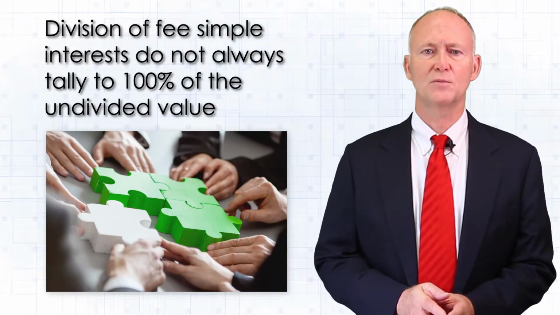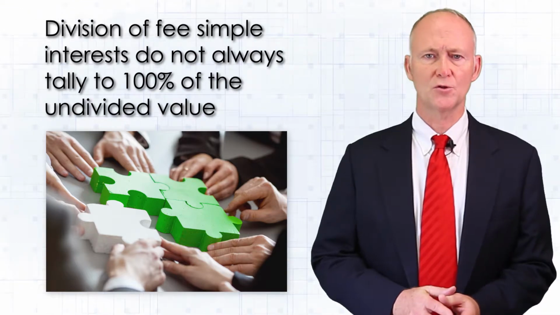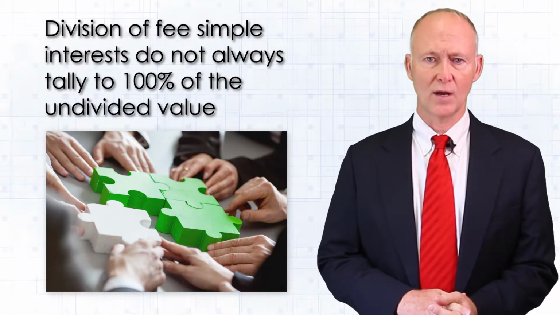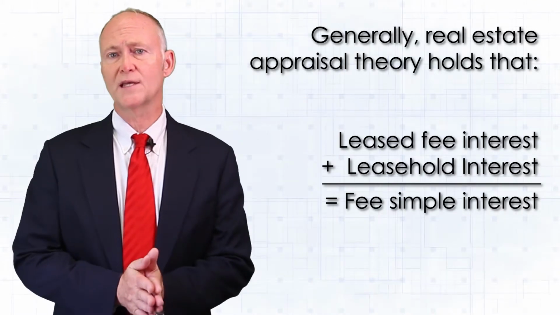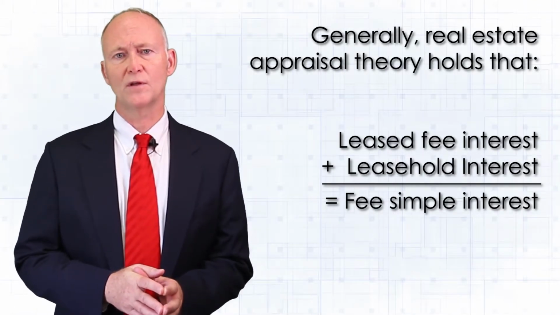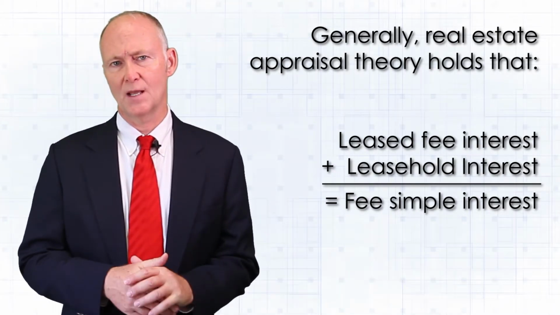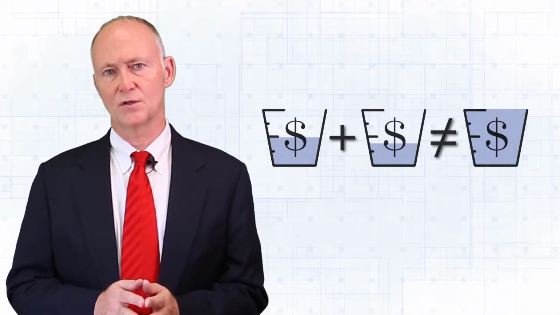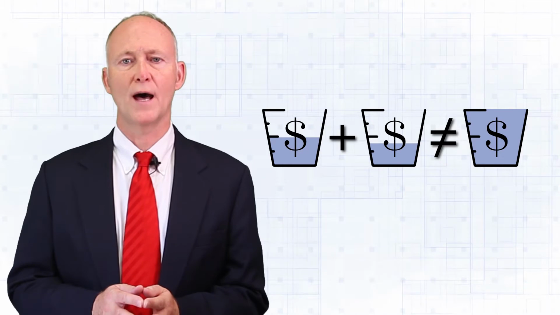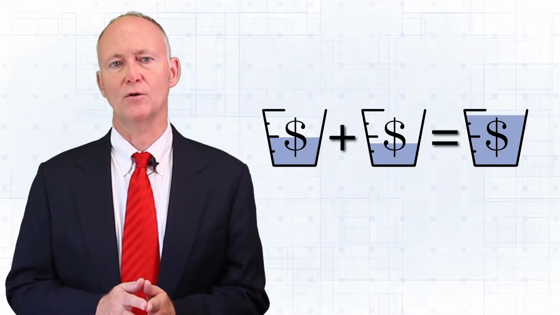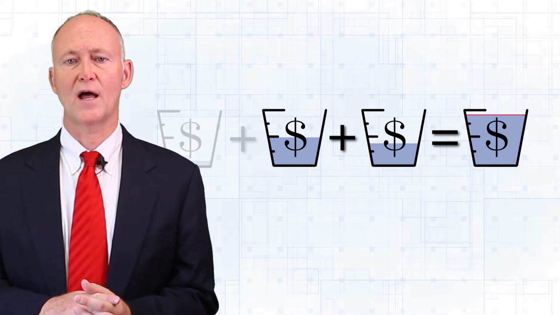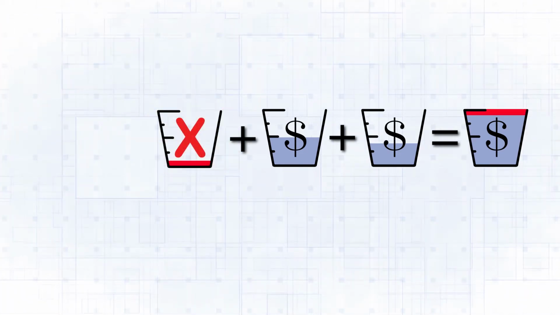Sometimes dividing a fee simple estate or a full business interest results in pieces that do not tally to the value as if there were no division. Generally, real estate appraisal theory holds that the value of the leased fee interest plus the value of the leasehold interest equals the value of the fee simple interest. In various circumstances, such as a lease that prohibits the highest and best use of the property, this equation will not be valid. Now the sum of the values of the two buckets of rights for the leased fee and the leasehold will not tally to the unencumbered fee simple value. Now the equation includes the value destroyed by the restriction in order to equal the value of the fee simple interest.